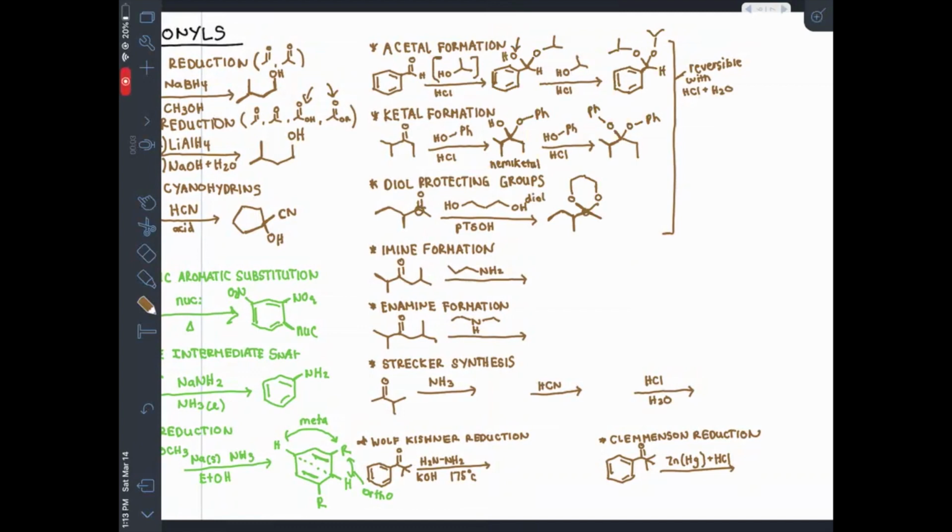Okay, and in all of these reactions, we can reverse them and get our carbonyl back by using HCl and H2O. Okay.